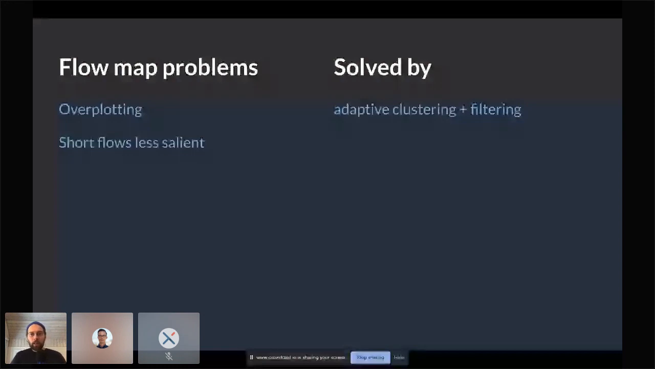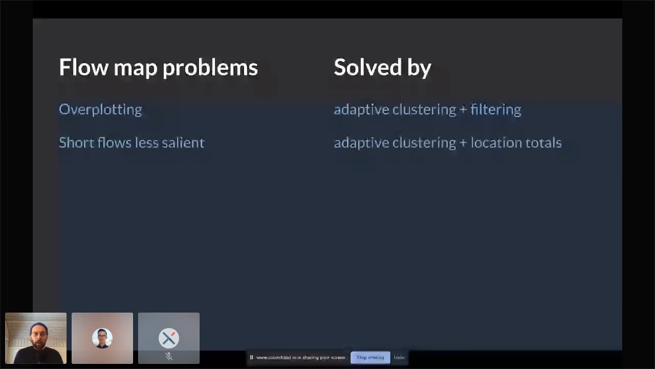So the overplotting, thanks to the adaptive clustering and filtering, is not that much of a problem, because by clustering and filtering, we reduce the number of arrows to draw to only the important ones, and there is much less overlap and overplotting.